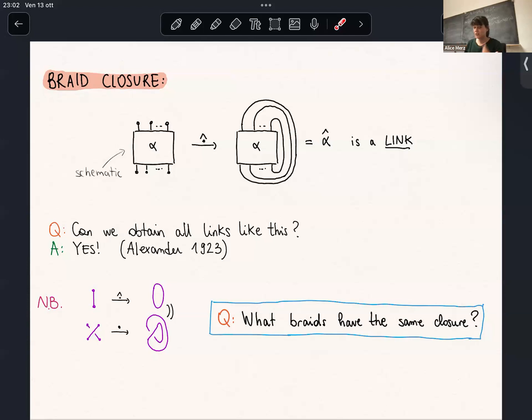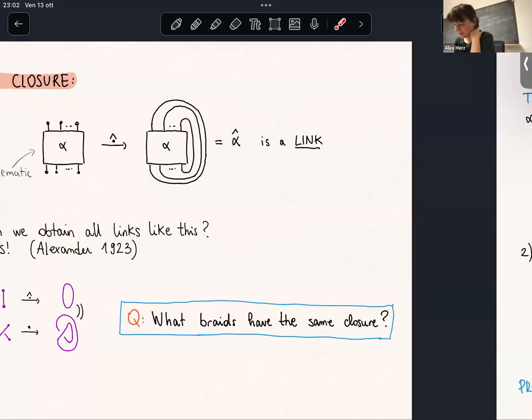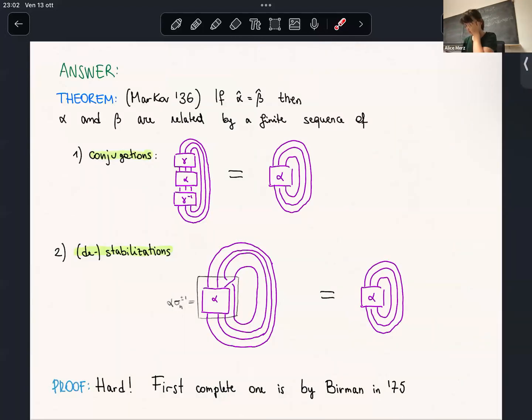So the next natural question now is, what braids have the same closure? And this was answered by Markov in 1936. It gives a nice set of operations, called Markov moves, on the set of all braids that give you the class of all braids that have the same closure. So if two braids, alpha and beta, have the same closure, then they are related by conjugation.